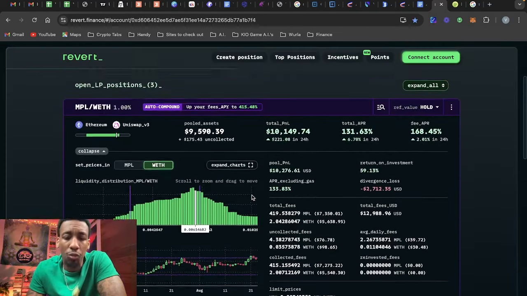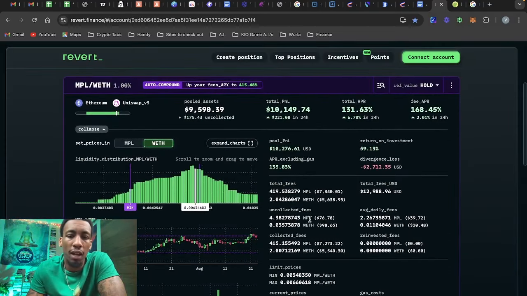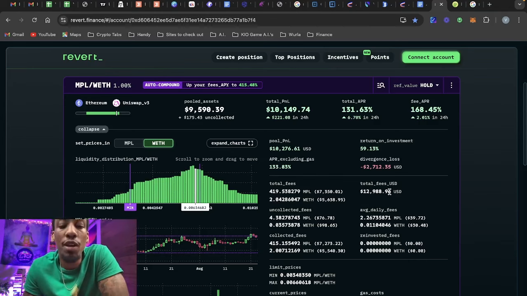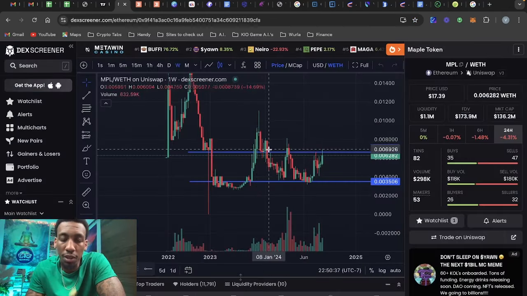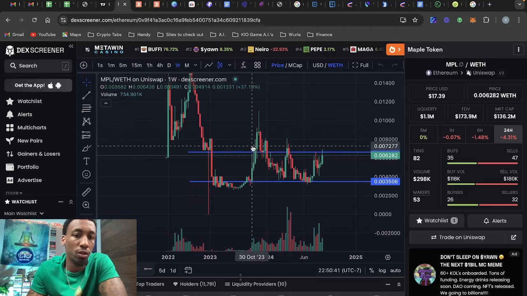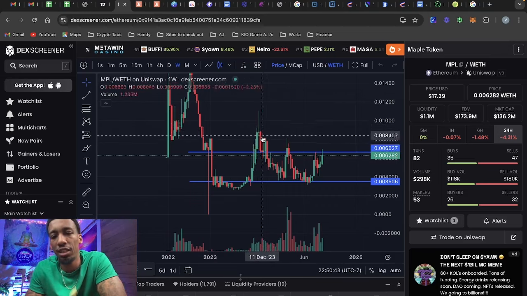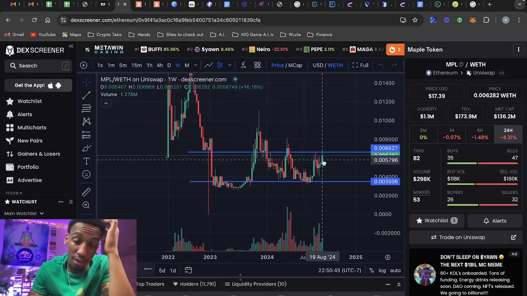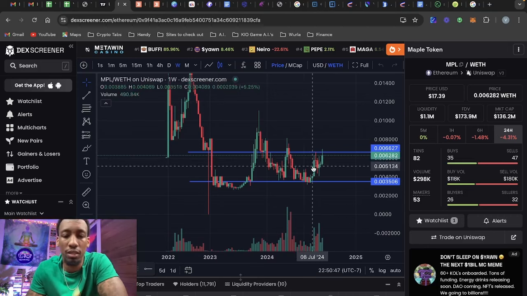But if we go here, when I first got into this pool, I put in 12K, right? And you can see right now, it says the total fees that I made was $12,988 at current prices. When price went up here and I took those profits and I got to buy something else or sell, it's not taking that into account. It's only doing it for current price. ETH and Maple has dipped since then.